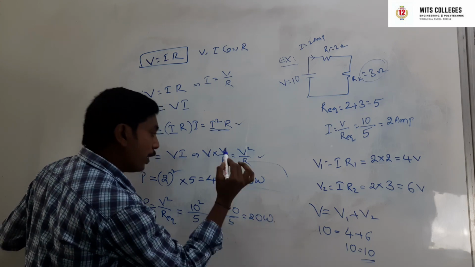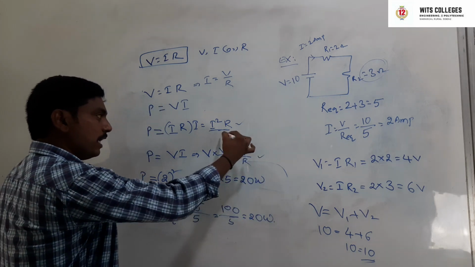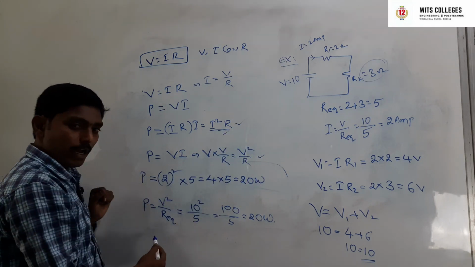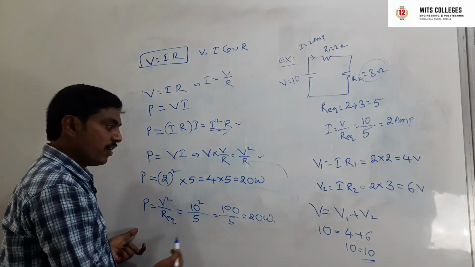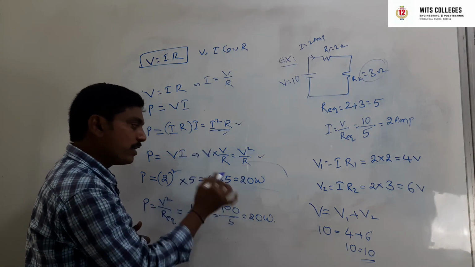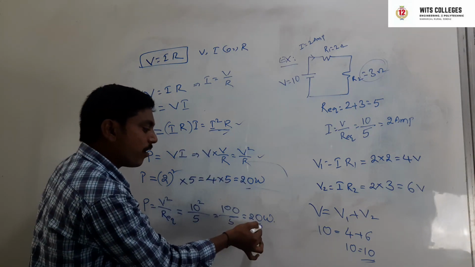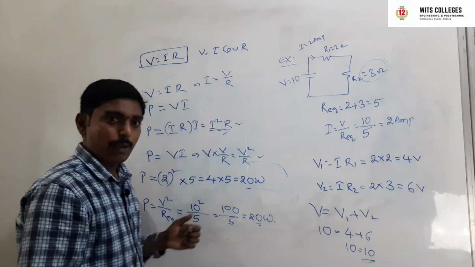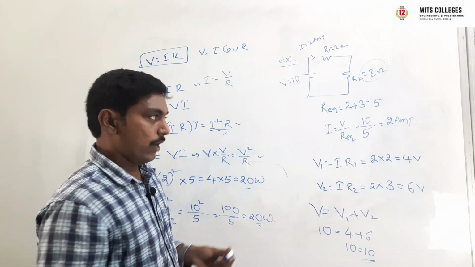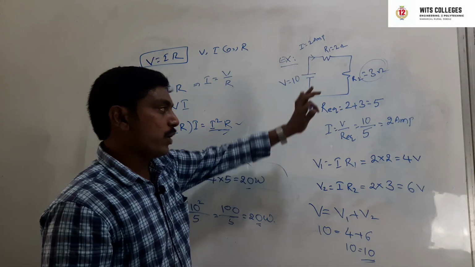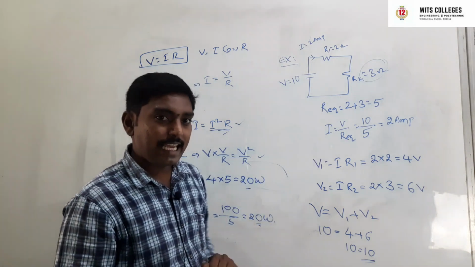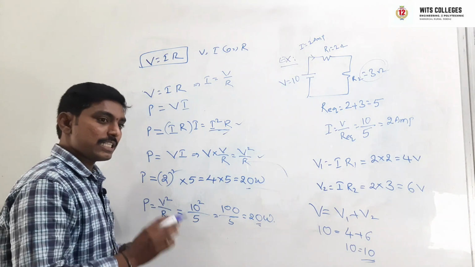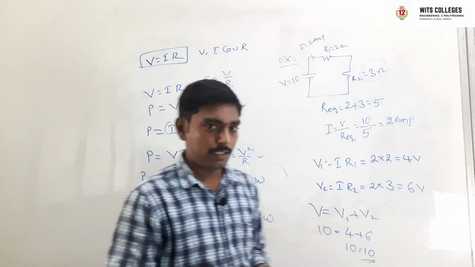And the power, in these two ways, we can find out by using the I square R formula or in terms of V square by R equivalent. Whichever formula we use, we will get the same answer. Okay? This is a way of calculation by using Ohm's law. Here, by using Ohm's law, what do we find out? Total current, voltage across each branch, and power. Okay? This is the simple calculation.